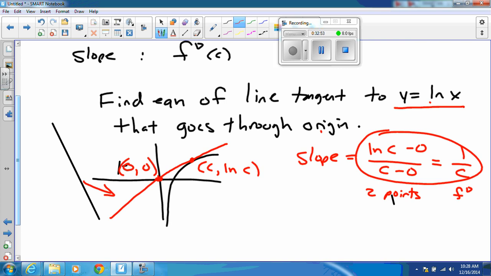Did you find the value where ln c over c equals 1 over c? Okay. Can you see it now? Yeah. Okay. So we have ln c minus 0 over c minus 0 equals 1 over c. Can you think of anything sort of obvious that we could do to simplify that?